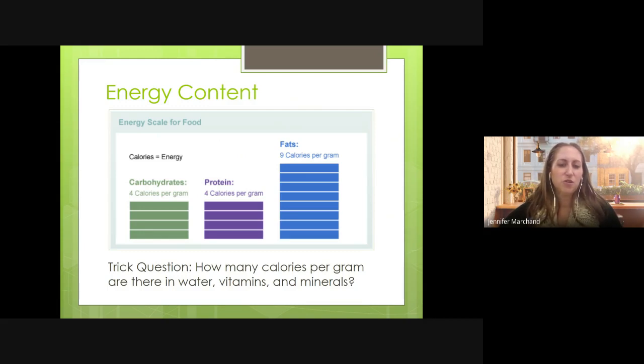And how many calories do you think there are in water, vitamins, and minerals? Well, that number is going to be zero because we just said that calories are going to be the energy we get from food, and water, vitamins, and minerals aren't going to provide us with any energy.